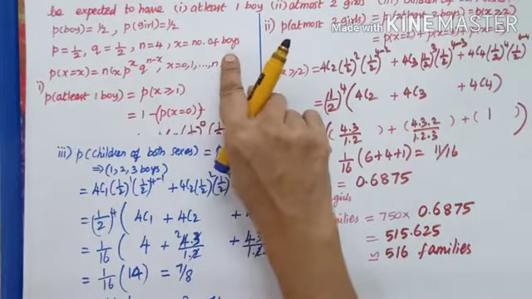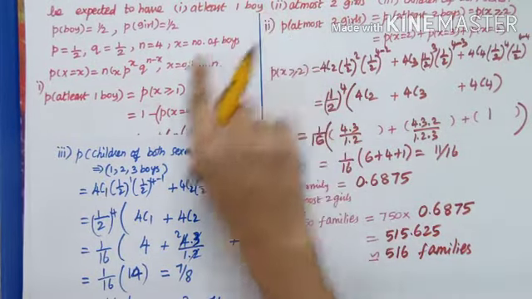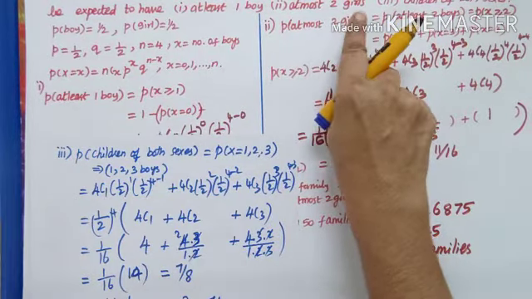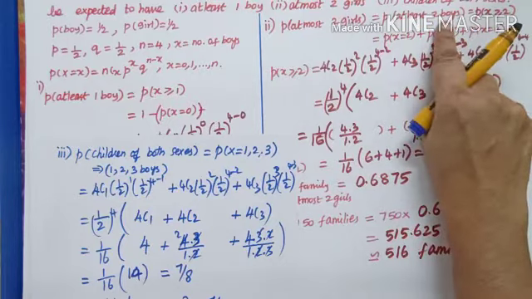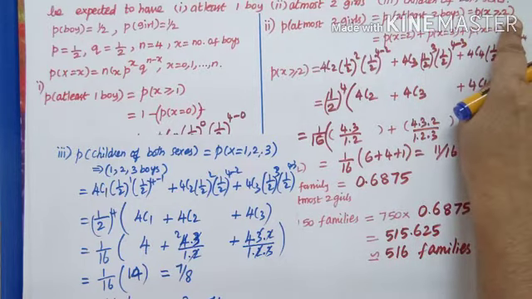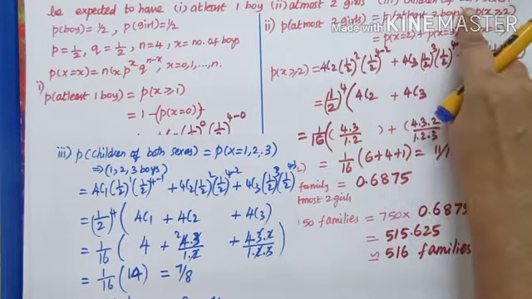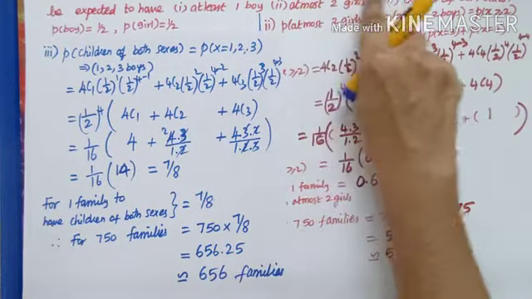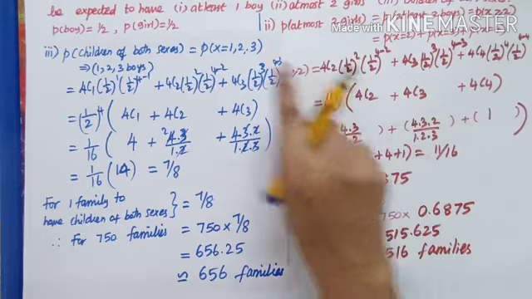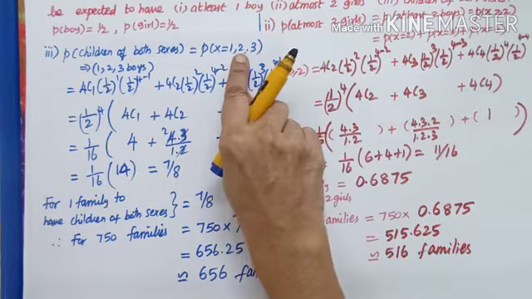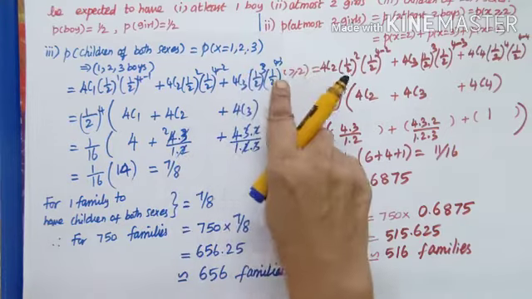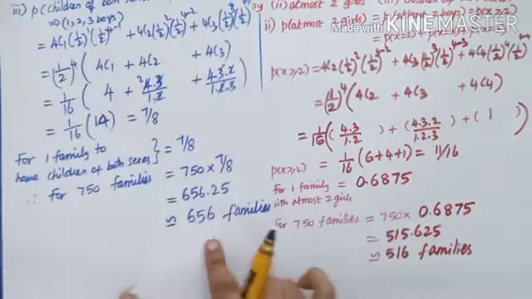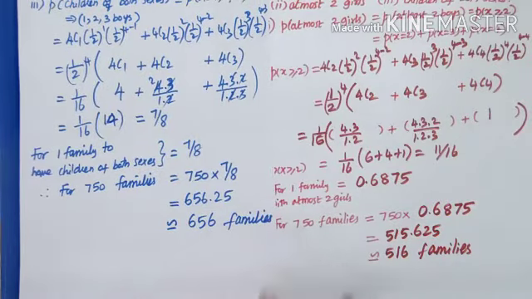Taking X as the number of boys, at least 1 boy means X greater than or equal to 1. At most 2 girls tells me it is at least 2 boys. So, it is X greater than or equal to 2. And children of both sexes tells me not all 4 are girls, not all 4 are boys. So, there may be 1 boy or 2 boys or 3 boys, which we have substituted. Write the answer in whole numbers as we are counting the number of families.